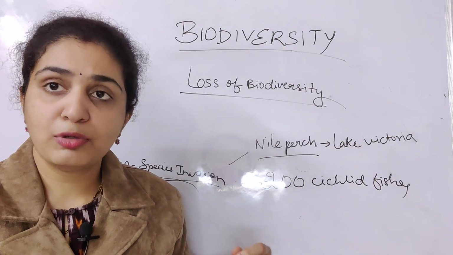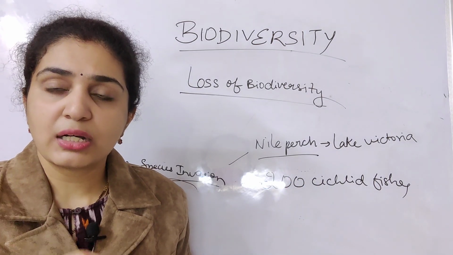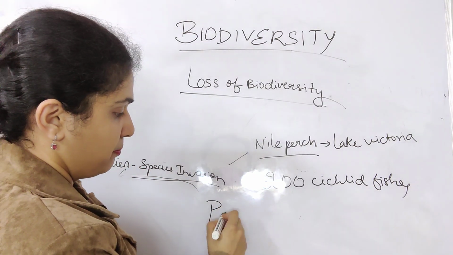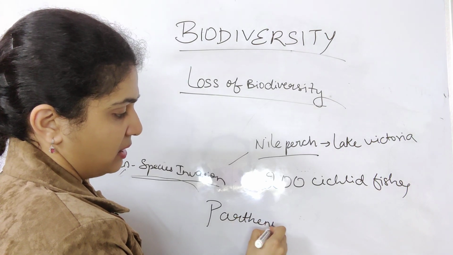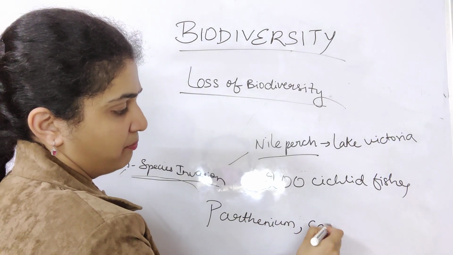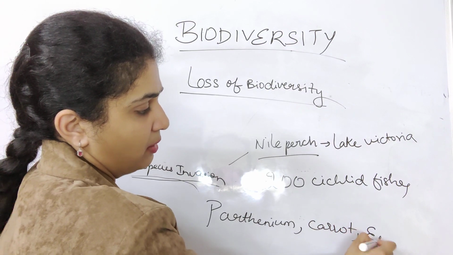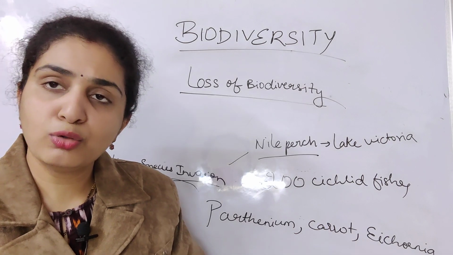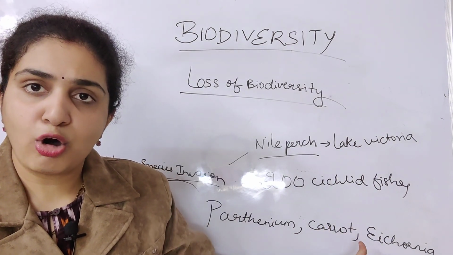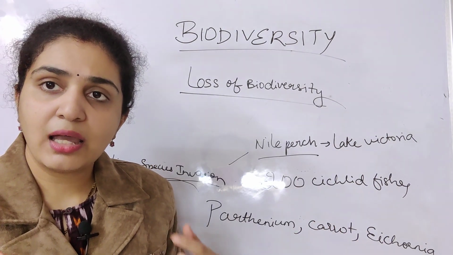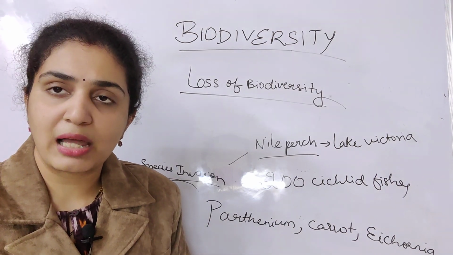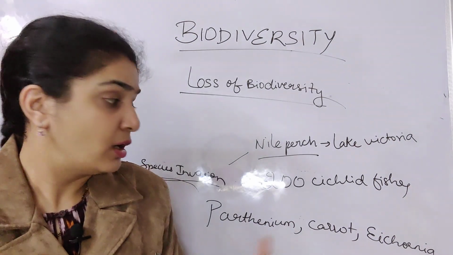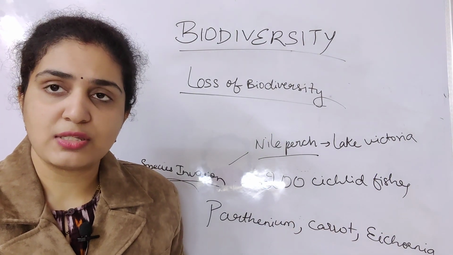As well as numerous weeds also. When they were introduced into the lakes, numerous weeds like Parthenium, carrot grass, or Eichhornia, these are all different types of plants, when they were introduced into lakes and all, they dominated the lake, and there are other plants called phytoplankton which can survive only there. They are not able to survive there due to the introduction of alien species.